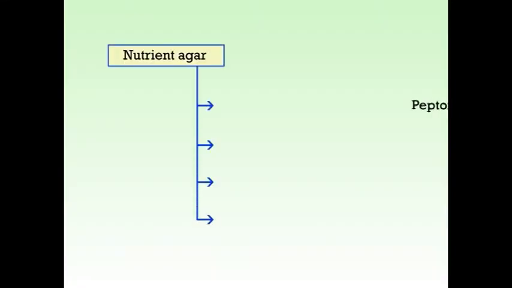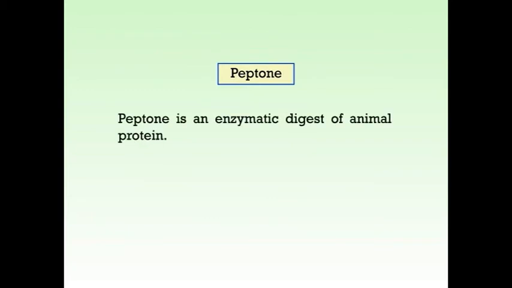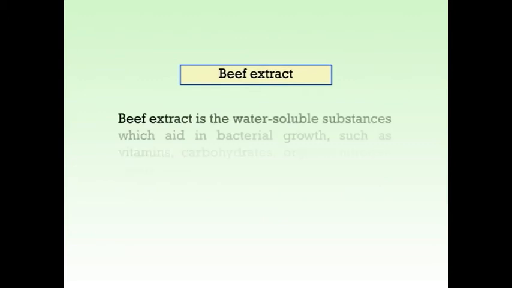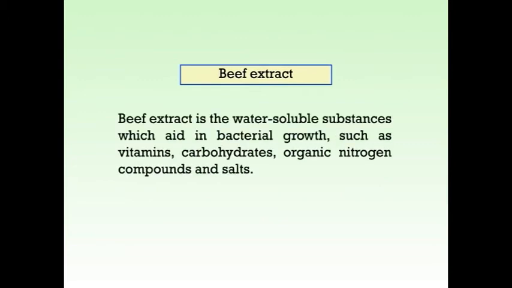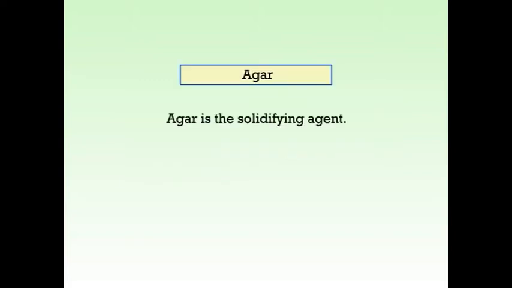Nutrient agar is composed of peptone, beef extract, sodium chloride, and agar. Peptone is an enzymatic digest of animal protein. Peptone is the principal source of organic nitrogen for growing bacteria. Beef extract is the water-soluble substances which aid in bacterial growth, such as vitamins, carbohydrates, organic nitrogen compounds, and salt. The presence of sodium chloride in the nutrient agar maintains a salt concentration in the medium that is similar to the cytoplasm of the microorganism, and agar is the solidifying agent.